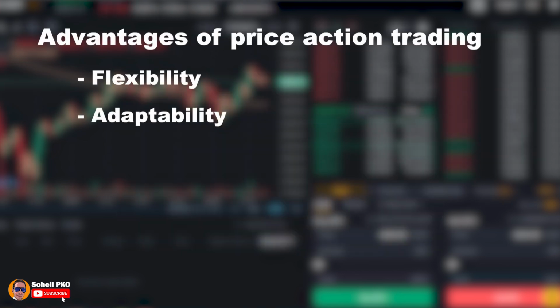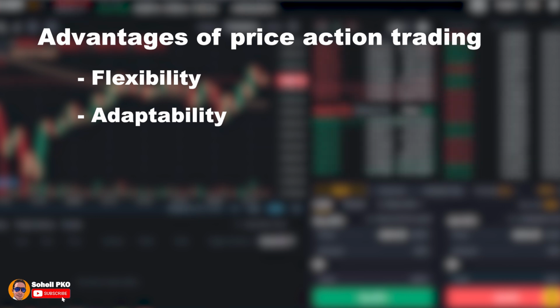The advantages of price action trading are flexibility, which means that price action trading gives you more control on your trading decisions because you make your trading decisions based on your analysis of the price action and you draw conclusions based on your unique interpretation. This gives you flexibility when you're trading, and adaptability.